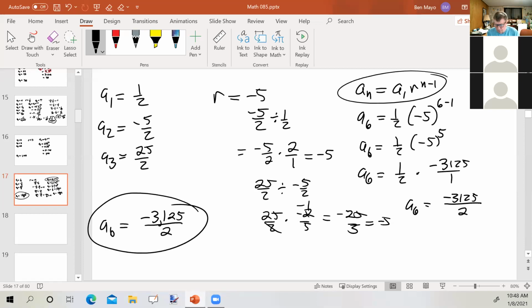So the numbers were a little more tricky in this problem, but the same process. Any questions before we go on? Okay.